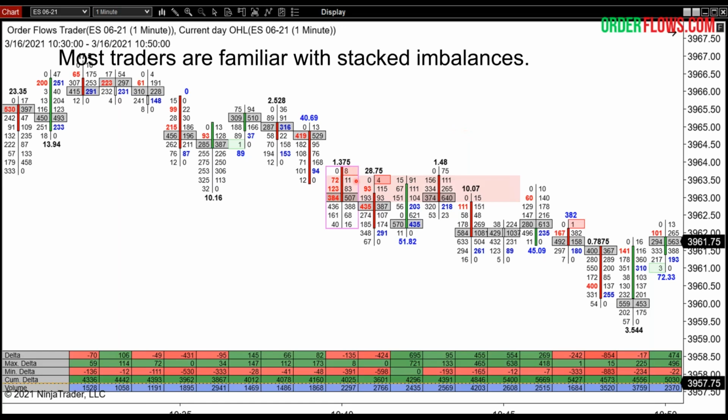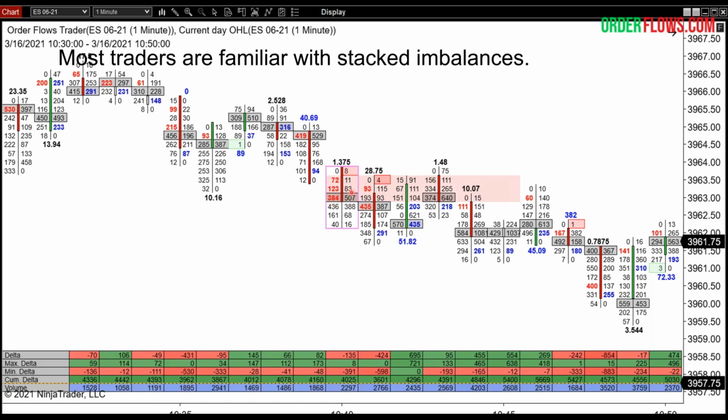8 against 72, 11 against 123, 83 against 384. Okay, that's nice, right? Then the market sort of traded, rotating around that aggressive selling before it finally sold off. Now these are selling imbalances. Obviously 8 against 72, it's about 9 to 1. 11 against 123, that's about 10 to 1. 83 against 384, that's about 4 to 1.